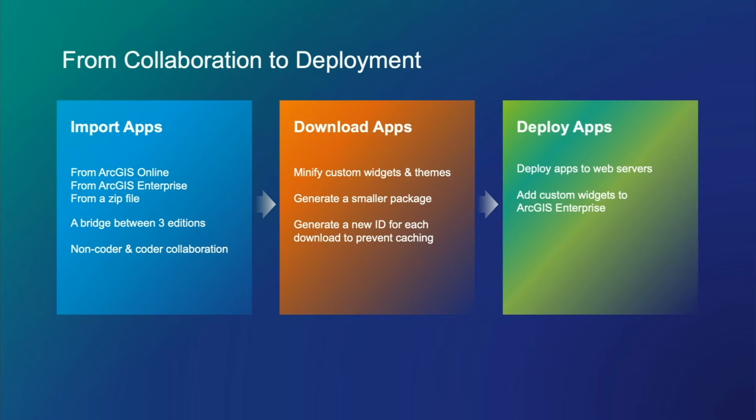zip files, and then make the application more powerful with some low-code development, such as to include custom widgets, themes, and actions. And after completing your application, you can download it, and we minify the custom code on the fly to generate a smaller package. And Experience Builder will generate a new ID for each downloaded app. That's actually to prevent browser caching, so the end users can see the latest update you made. Finally, you can deploy the application to a web server to deliver to your end users.